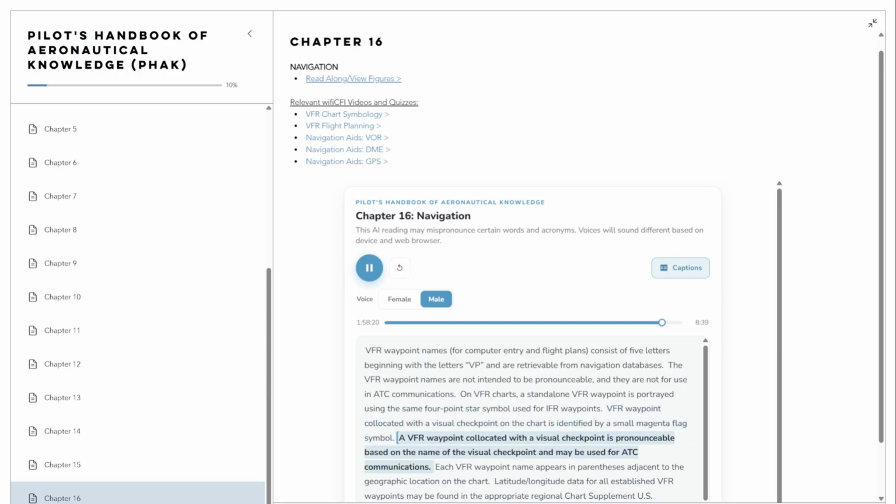A VFR waypoint collocated with a visual checkpoint is pronounceable based on the name of the visual checkpoint and may be used for ATC communications. Each VFR waypoint name appears in parentheses adjacent to the geographic location on the chart. Latitude, longitude data for all established VFR waypoints may be found in the appropriate regional Chart Supplement U.S.